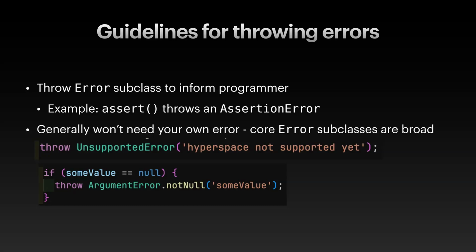And you generally won't need to invent your own error subclass because the built-in error subclasses, I think there's about a dozen of them, are fairly broad. For example, unsupported error. You can put any message you want there. Argument error is one of those that has named constructors as well. So, for example, an argument error not null is particularly towards identifying an argument that needs to not be null.